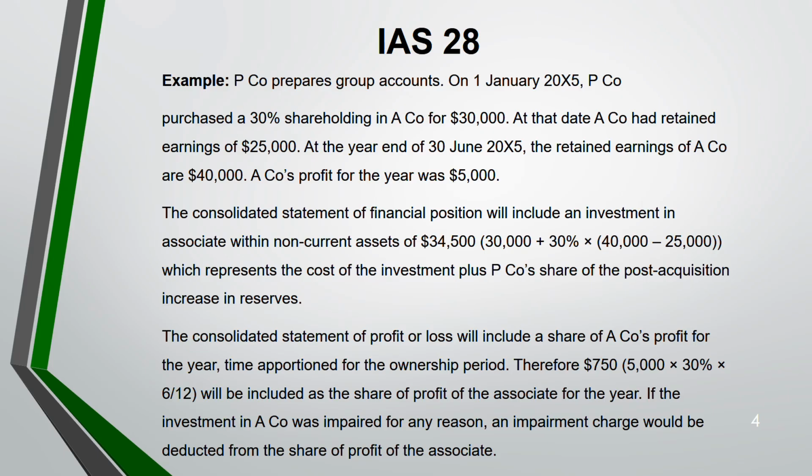If that investment in A, that is your associate, is impaired for any reason, which could be impaired. In your exam, your associate could be impaired or it could not be impaired, anything. If it's impaired, then that impairment charge will be deducted from the share of profit of the associate because it's an expense and you are having a profit. So that expense will be deducted from that profit and you will be shown the result.